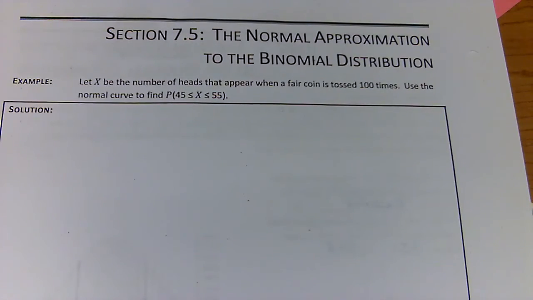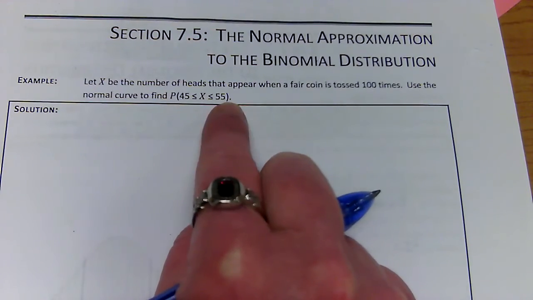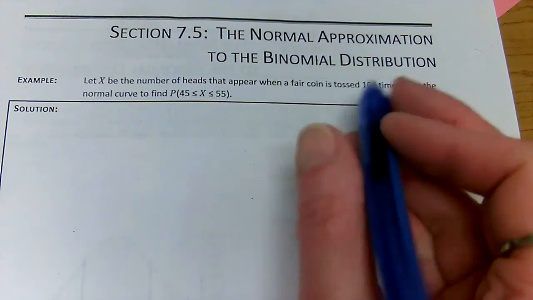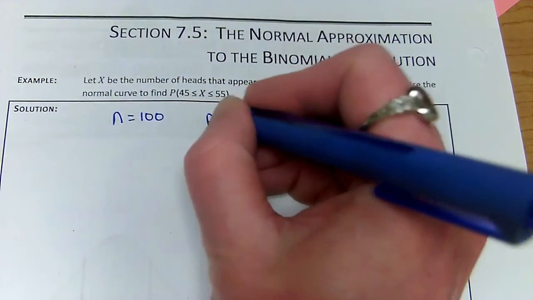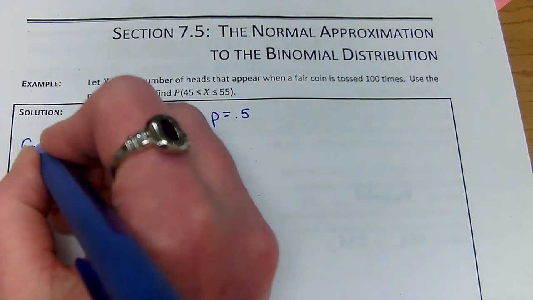But let's see how we can find the probability of between 45 and 55. So X is the number of heads that appear when a fair coin is tossed 100 times. Our number of trials is 100, and our probability of success is 0.5. First off, does this meet our conditions?